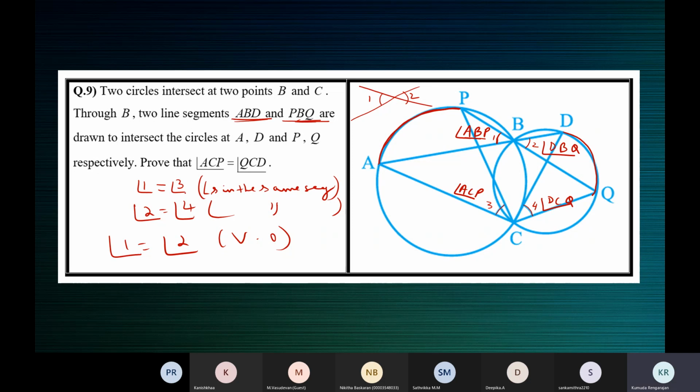1 is equal to 3. 2 is equal to 4. But 1 and 2 are equal. So 3 and 4 are equal. 3 is equal to 4. And this is angle 3. This is angle 4. So like this, we prove that angle 3 is equal to angle 4.